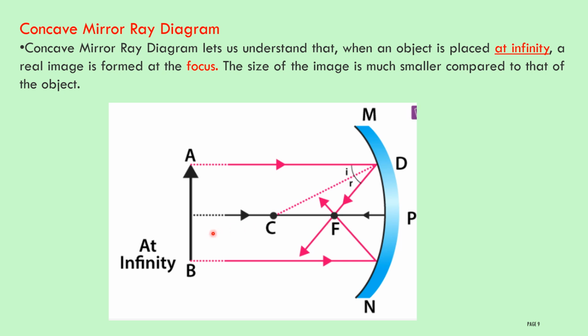In this case, when you keep the object at infinity, the image will form at the focus. And compare the size of the image. The size of the image is decreased compared to the size of the object, and the image will be real because you are getting the image on the screen. Therefore the image will be real. Here one thing you have to remember: in the case of a concave mirror, when you place an object at infinity, you get an image at the focus, the principal focus. The image is real, and the size of the image is much smaller compared to that of the object.